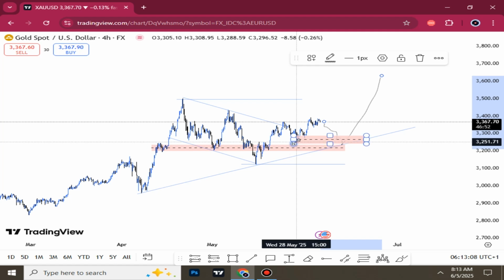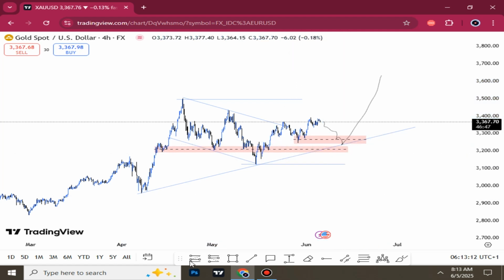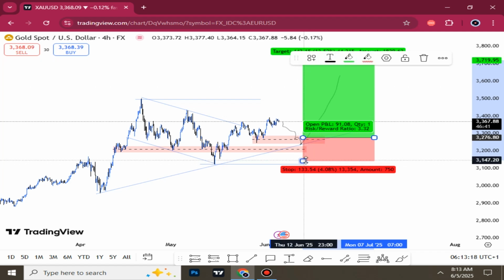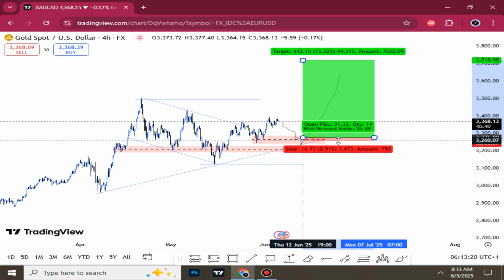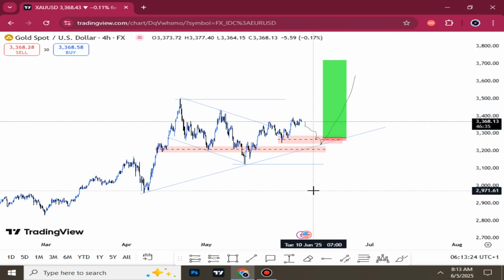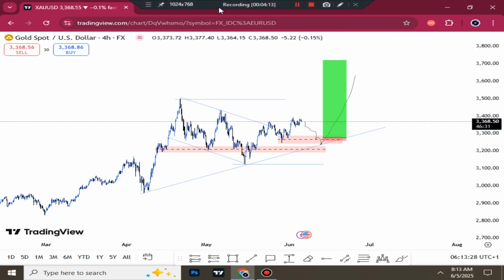You see, we say that we might be looking for entries around this level, and that is where I see maybe gold trying to go and retest. So this might be a good place to look for longs, something like this. Depends on your risk to reward ratio. So that is what I'm seeing on gold basically, right?